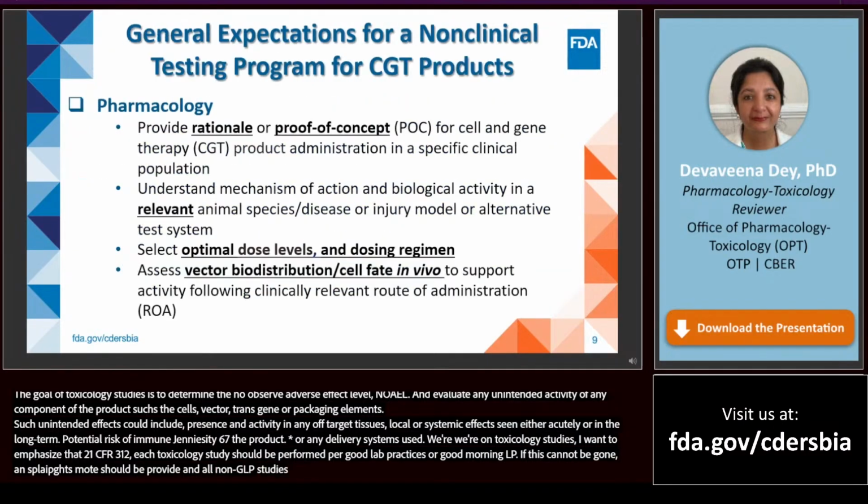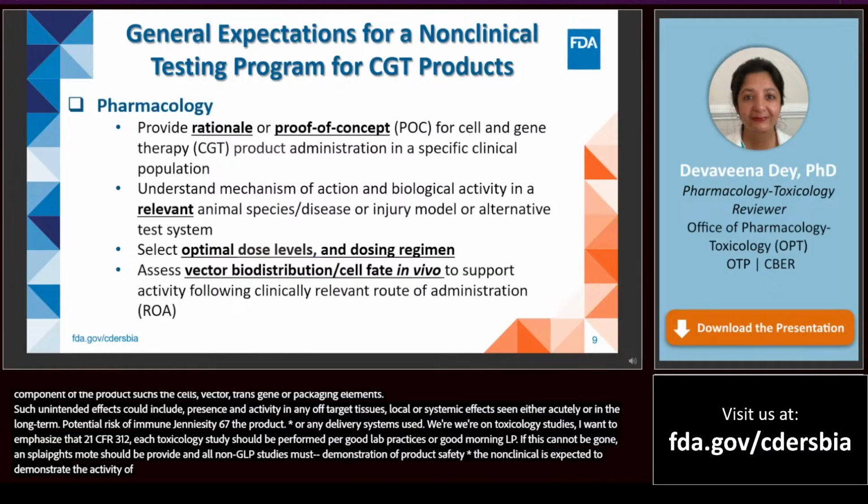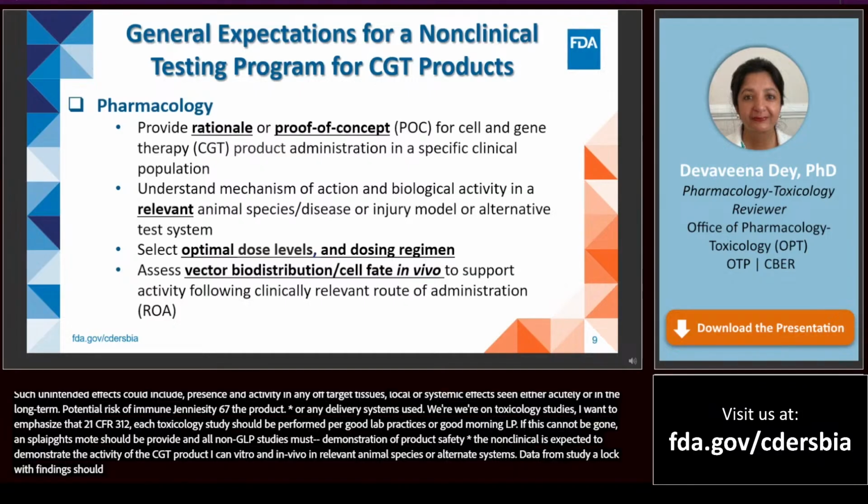In addition to demonstration of product safety, the non-clinical program is also expected to demonstrate the activity of the CGT product in vitro and, when feasible, in vivo in a relevant animal species or any other alternate test systems. Data from such proof of concept studies, along with findings from toxicology studies, should together inform about the optimal dose levels and dosing regimen to be used in the proposed clinical trial.